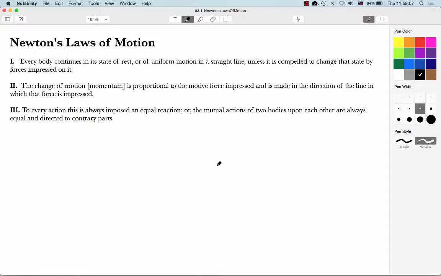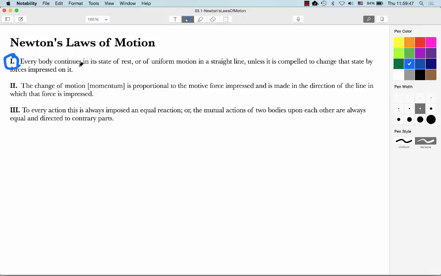And every book tries really hard to restate them very clearly, but I find it's usually best to just go back to the way that Isaac Newton himself stated it in the Principia, minus the fact that he wrote it in Latin. So with that, we'll take a look at the first law here. It says that every body continues in its state of rest or of uniform motion in a straight line unless it is compelled to change that state by forces impressed on it.